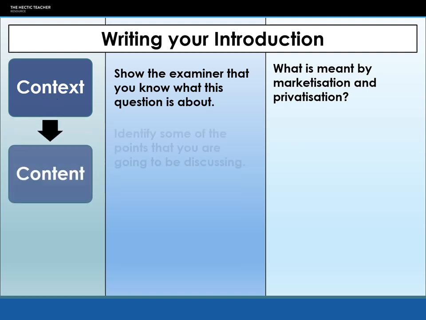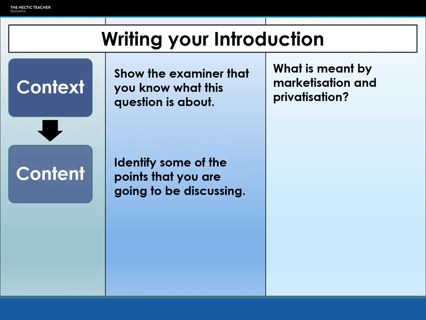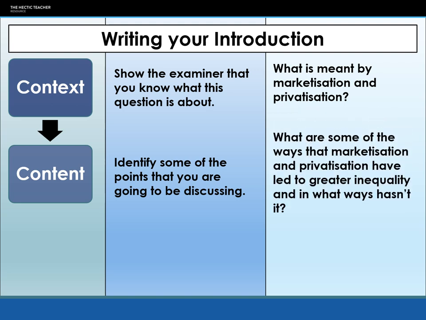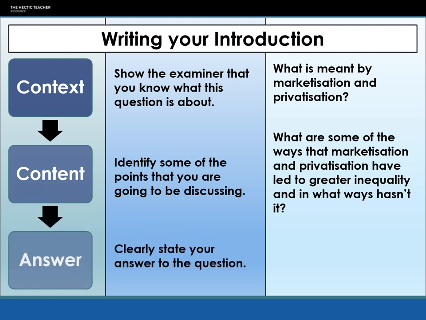Then you've got your content, which is identifying some of the points for and some of the points against to show the examiner that you know both sides of the argument. Okay, so what are some of the ways that privatisation and marketisation have led to greater inequality, and in what ways hasn't it? So you need to identify, not explain, just identify some of the reasons for and some of the reasons against. And then finally, you need to clearly state your answer.